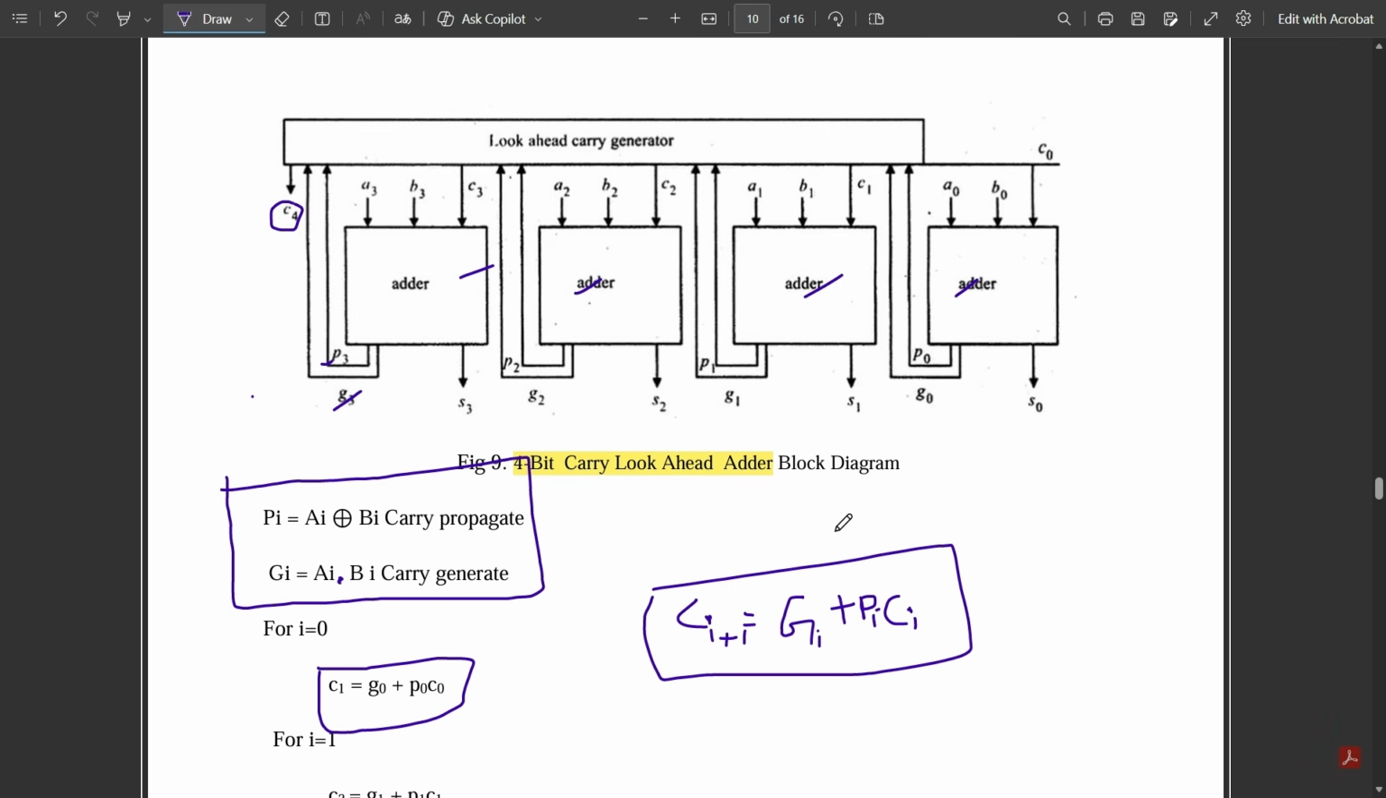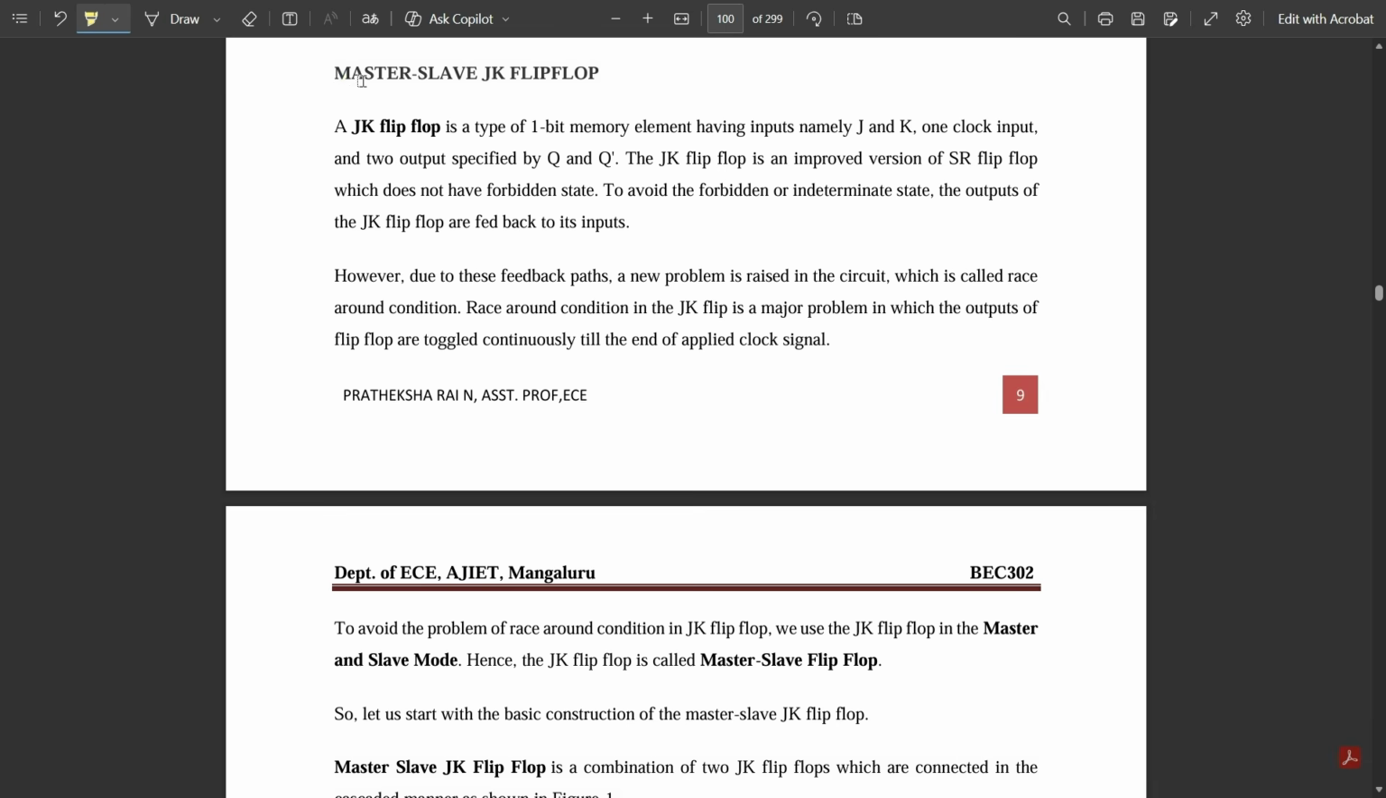Next is the concept related to the master slave JK flip flop. This is there in your syllabus, and there are high chances that they might ask this question also. So let us start now.